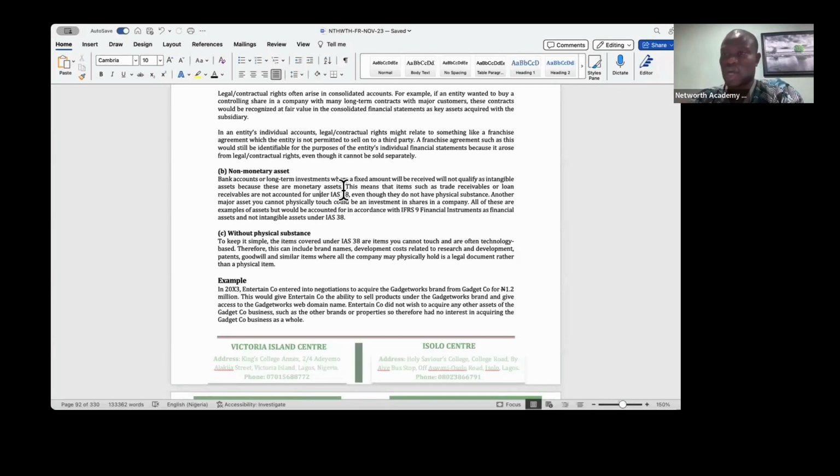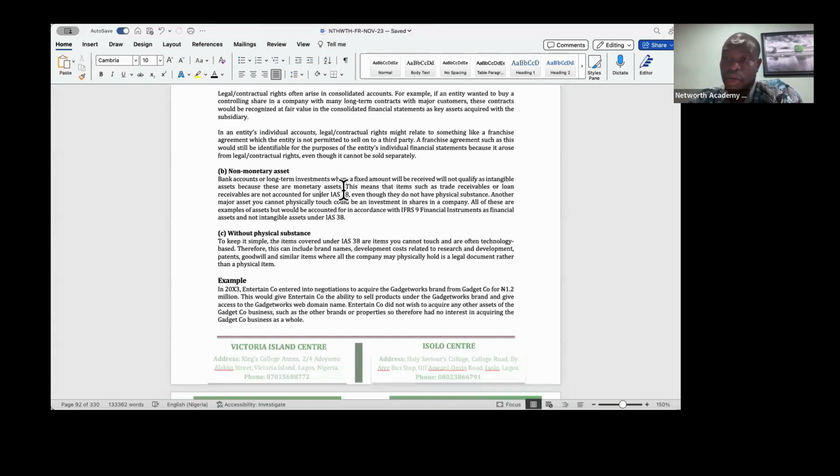Let's say you bought shares, you have an investment. If you sell today, you know how much you're expecting. If you have trade receivables in your book, you know how much. Those are monetary assets where you would receive a fixed sum.